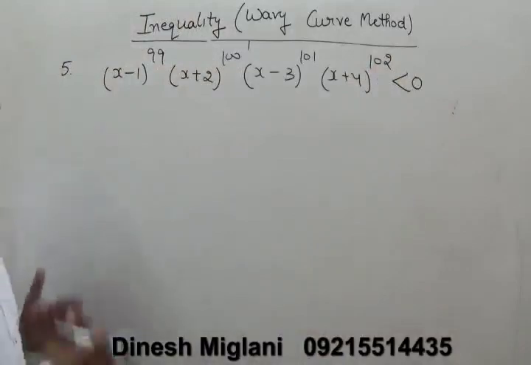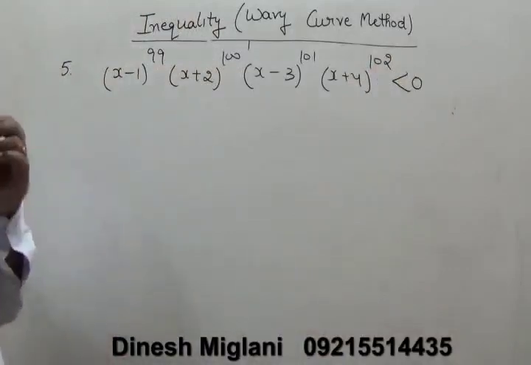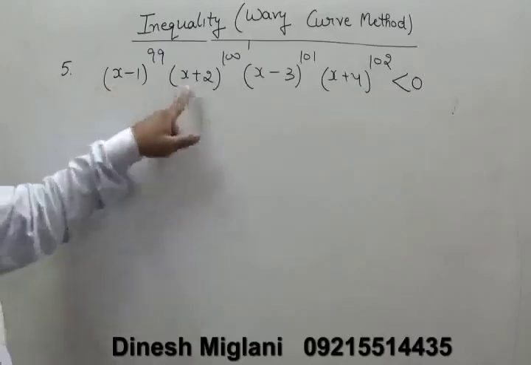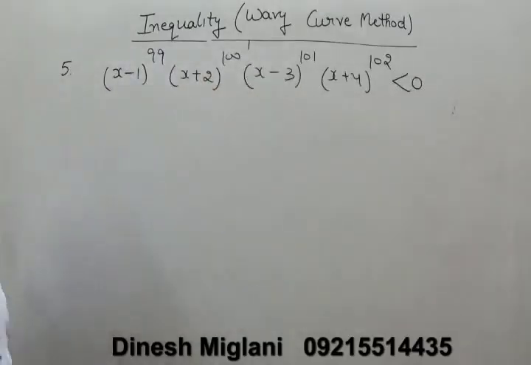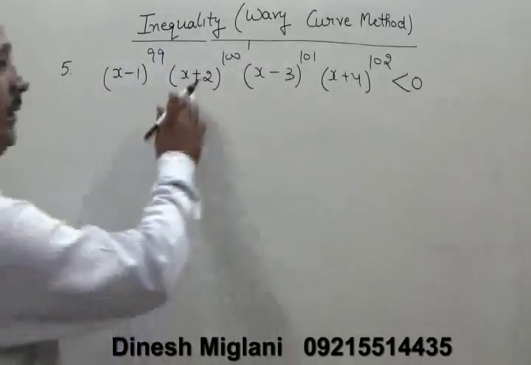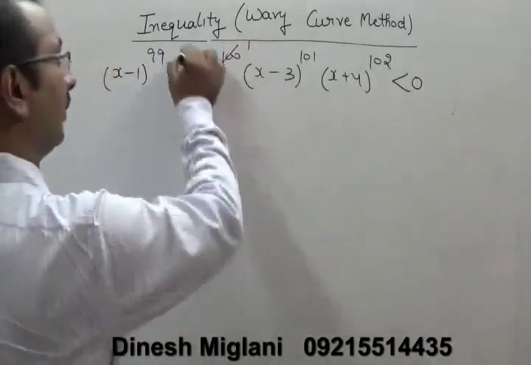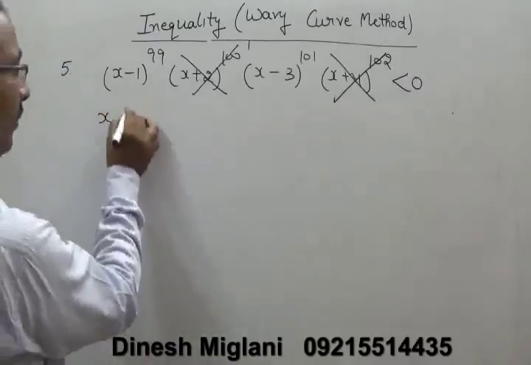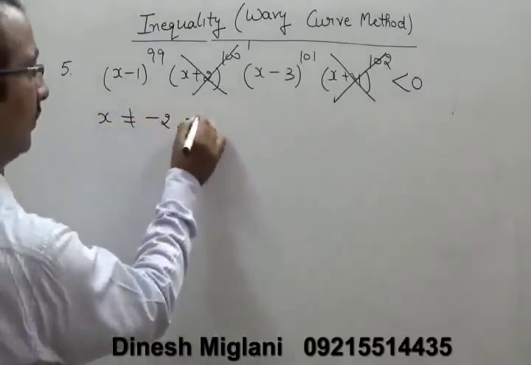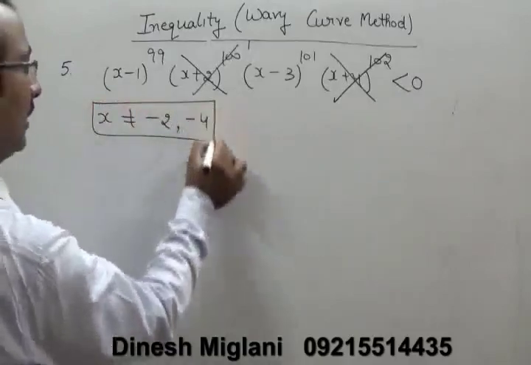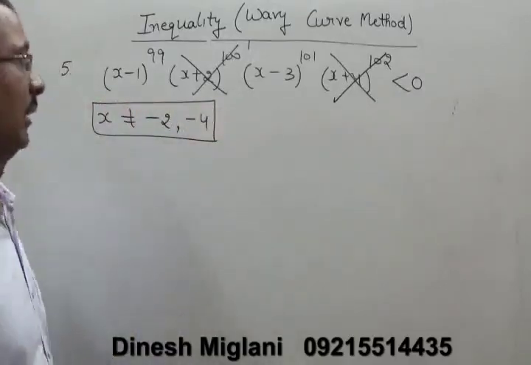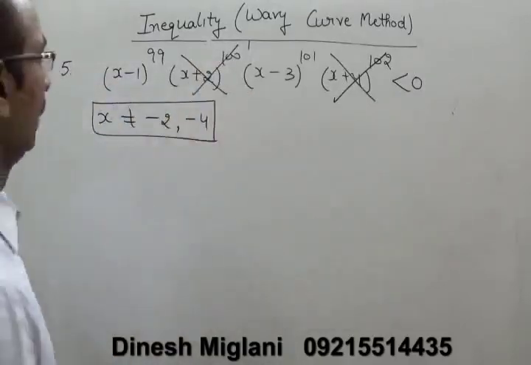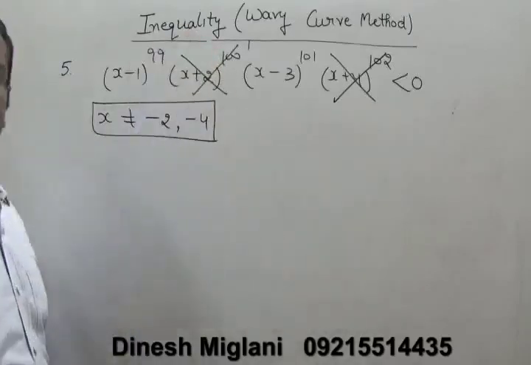Okay? Now when I look at this question, I try to fulfill my conditions. Coefficient of x is 1. Power must be odd. At two places that is even, it means just leave it. Right? And here I can say x cannot be equal to minus 2 and minus 4. Two things I can say. Then that portion is left. How big the power is, you are nowhere concerned with.